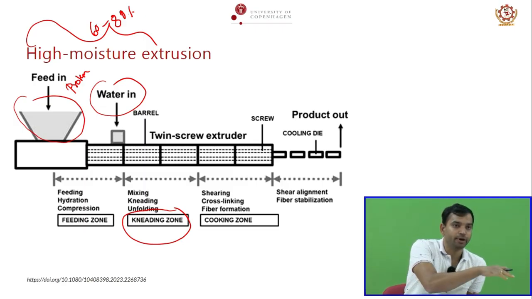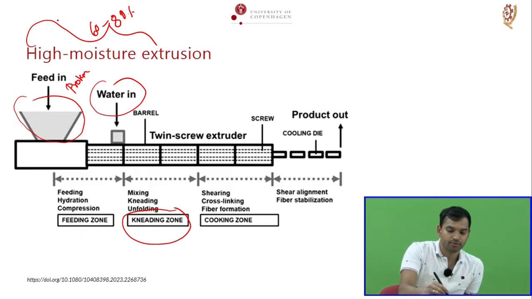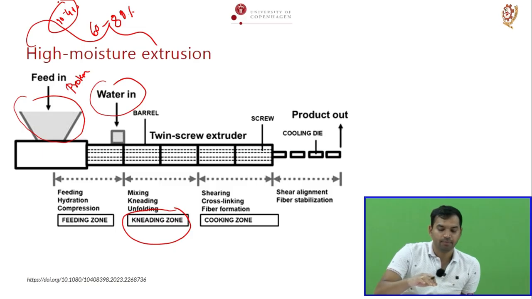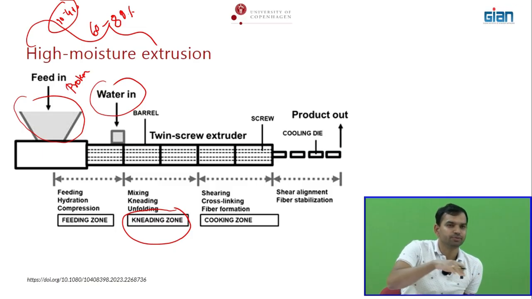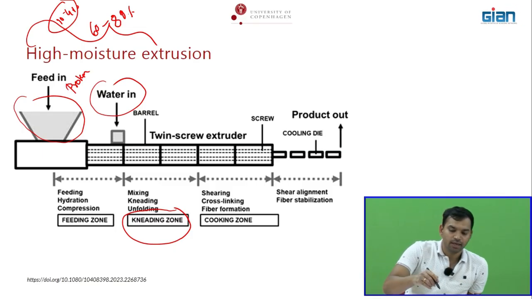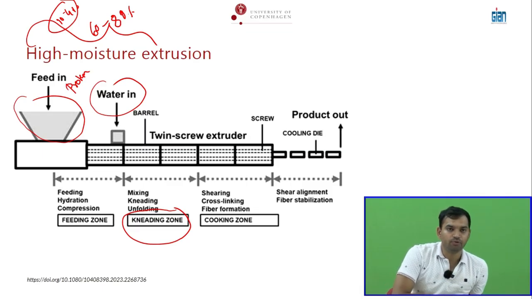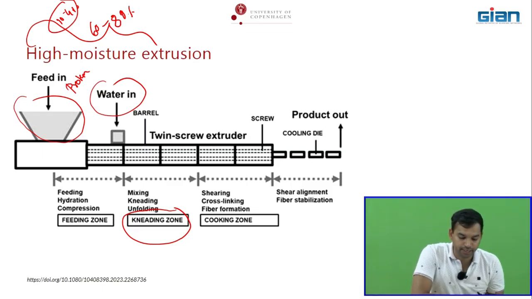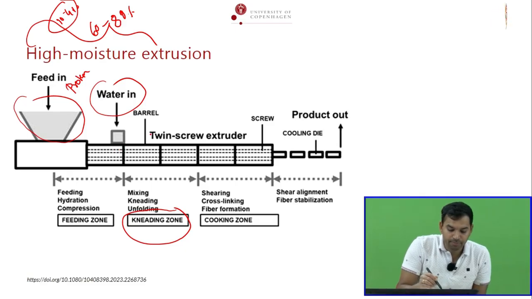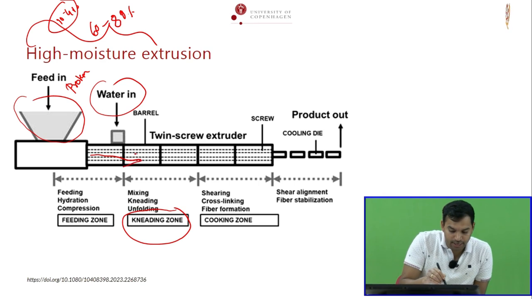There is also something called low moisture extrusion, where the water content will be like 10 to 40%. I'm not going to teach that today because that's not very often used for juiciness. So we use high moisture extrusion. The water content in the product will be 60 to 80%. So everything will be mixed here, and then the product will be sent in this direction.